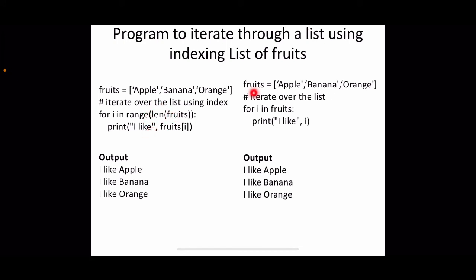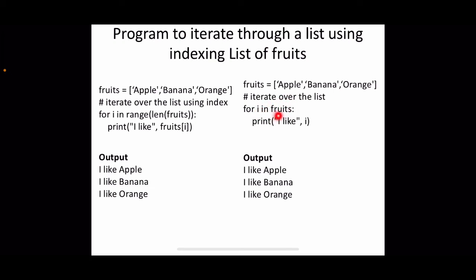And the same thing we can implement without using this indexing and all. That's the magic of for loop. See here the same fruit list is assigned to these fruits. Then we are using this for loop: for i in fruits. In that case we are not using range function, length and all. Simply we are assigning the sequence of items here.